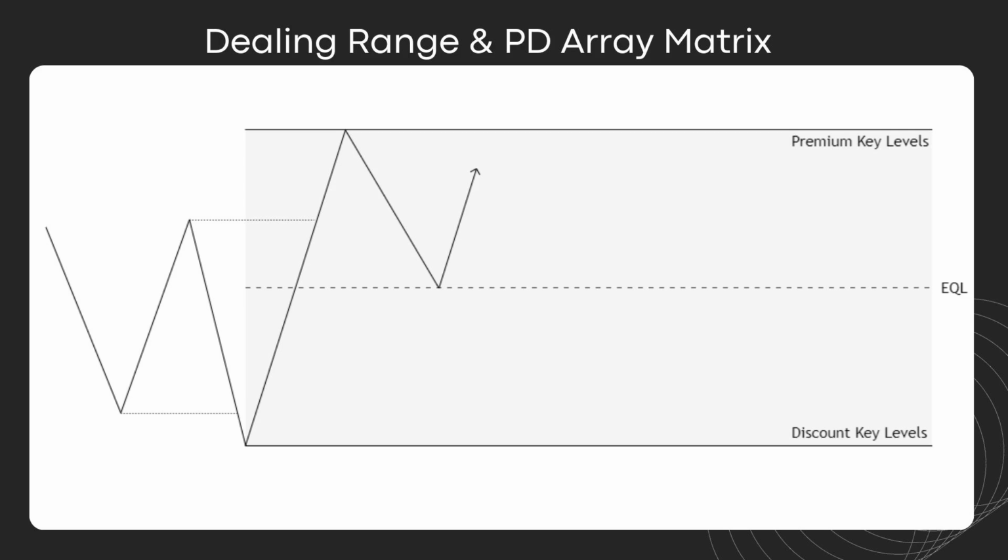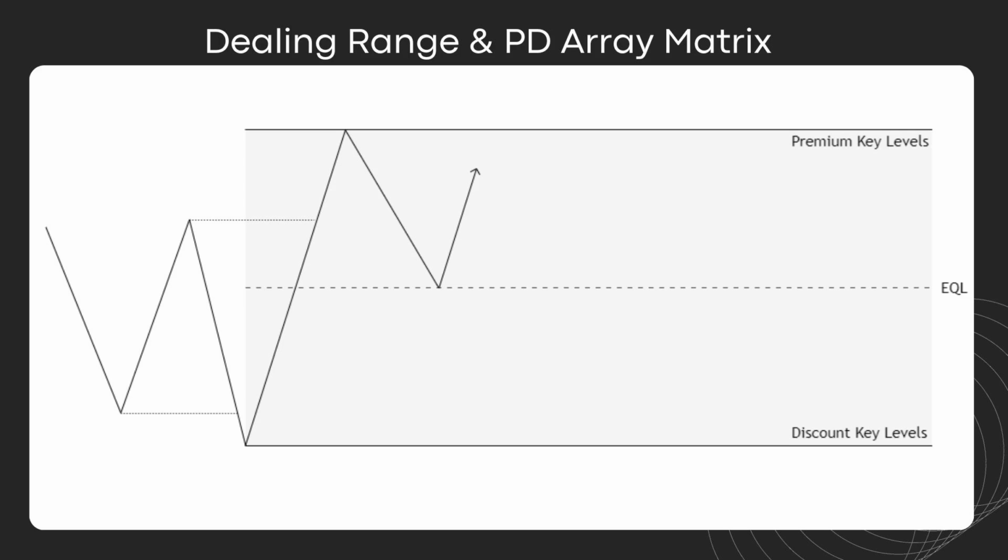Now in order to clear up that confusion and be more familiar with the market dynamics, we're going to use this dealing range and PDRA matrix, and divide this range into two halves with discount and premium, which also means that the key levels have also been classified into two groups. So we've got the discount key levels, meaning the key levels that are in the discount region, and then the premium key levels which are in the upper half of this dealing range.